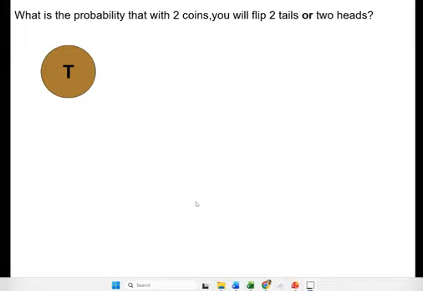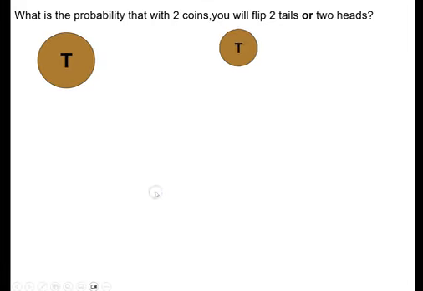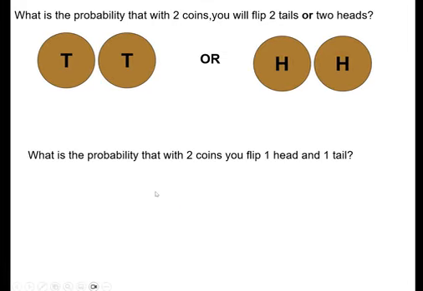All right, so if we take a look about here now, what's the probability with 2 coins that you will flip 2 tails or 2 heads? That's kind of back to where we were before. All right, we've got 2 heads. What about 1 head, 1 tail?